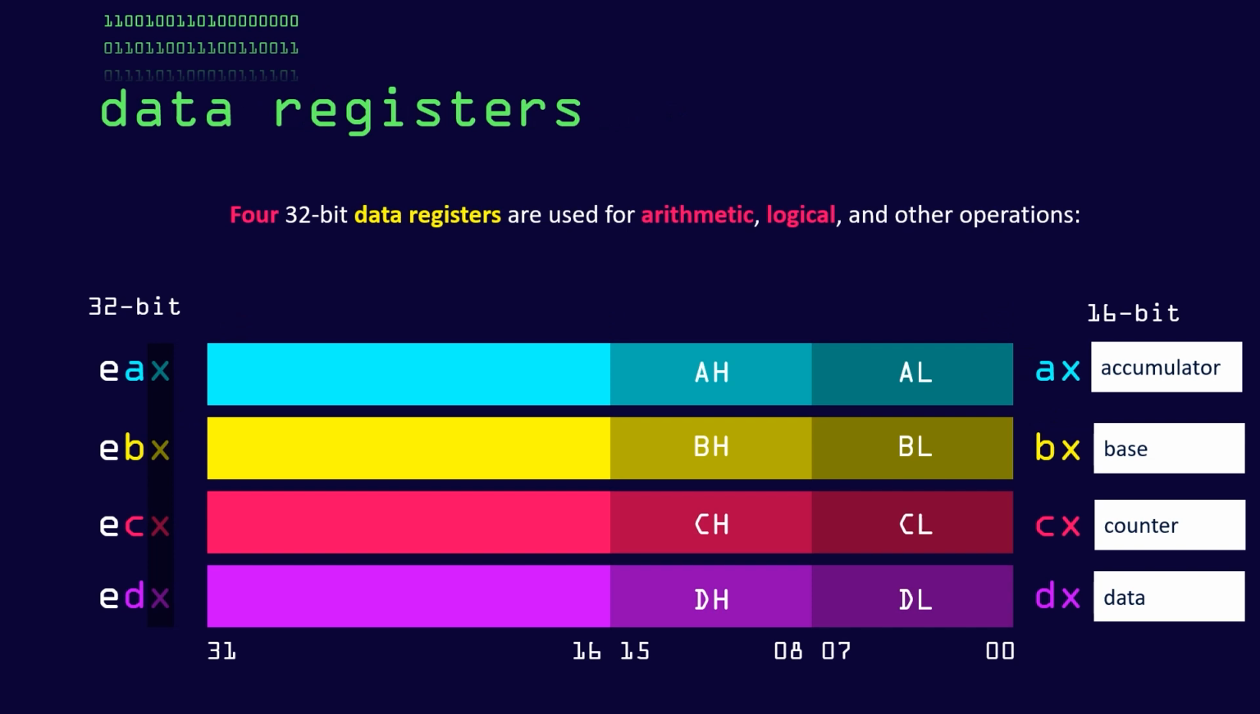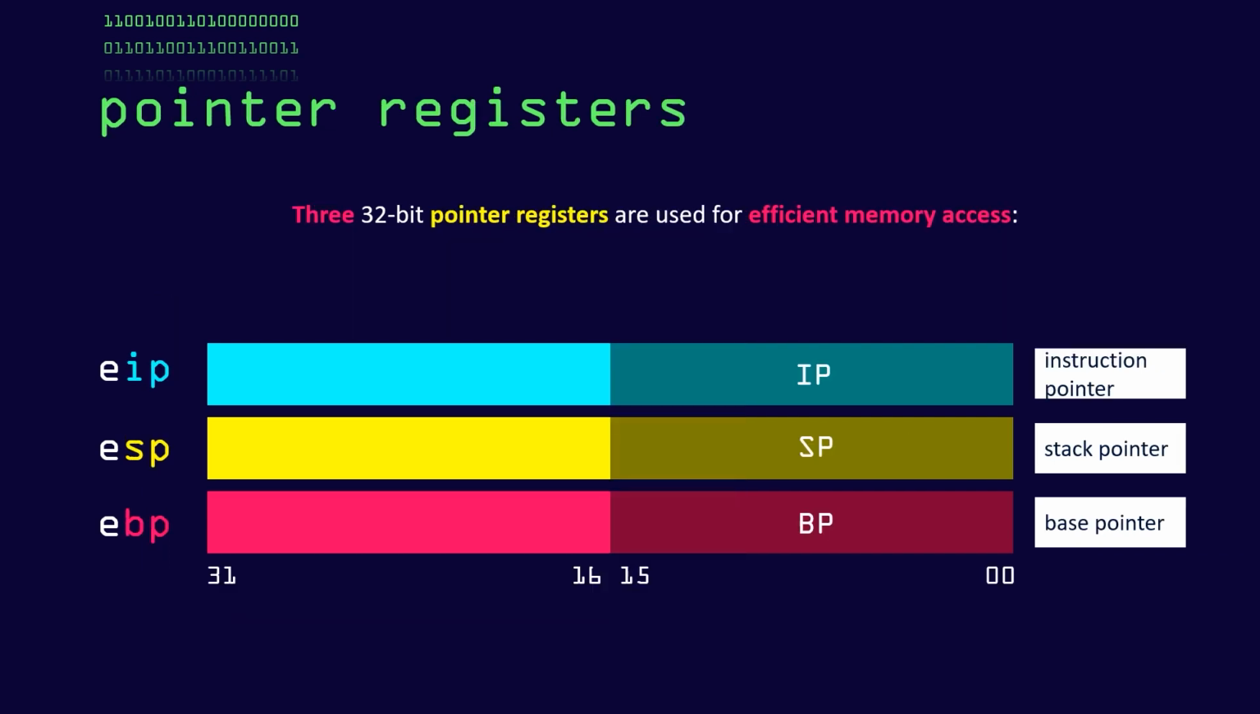We have four 32-bit data registers that are used for arithmetic or logical operations. And you see A is for accumulator, B for base, C for counter, D for data. And for the 32-bit, you may have 8-bit or 16-bit sections that you may use. So AL, for instance, is an 8-bit section from the 32-bit register EAX. We have three 32-bit pointer registers that are used for efficient memory access.